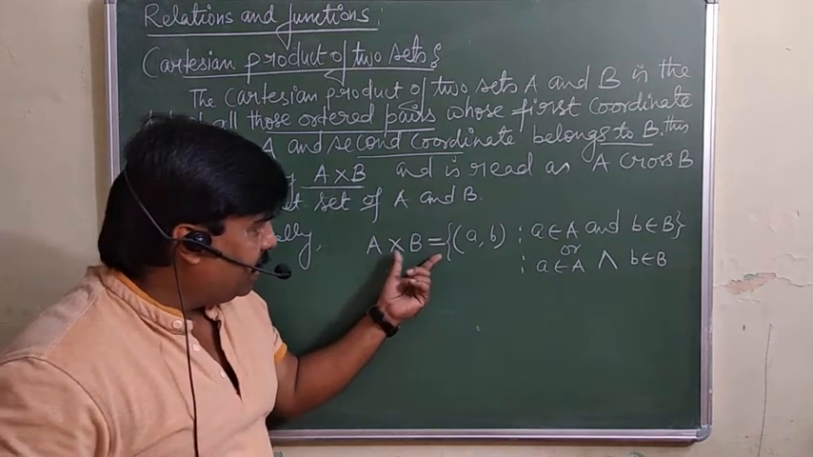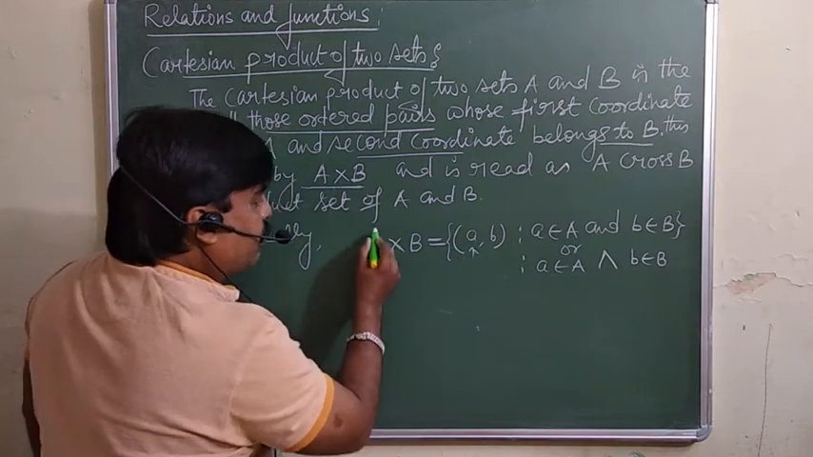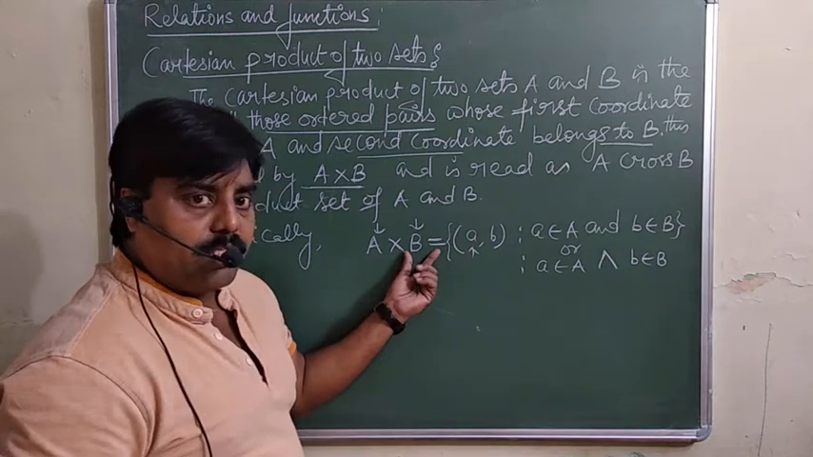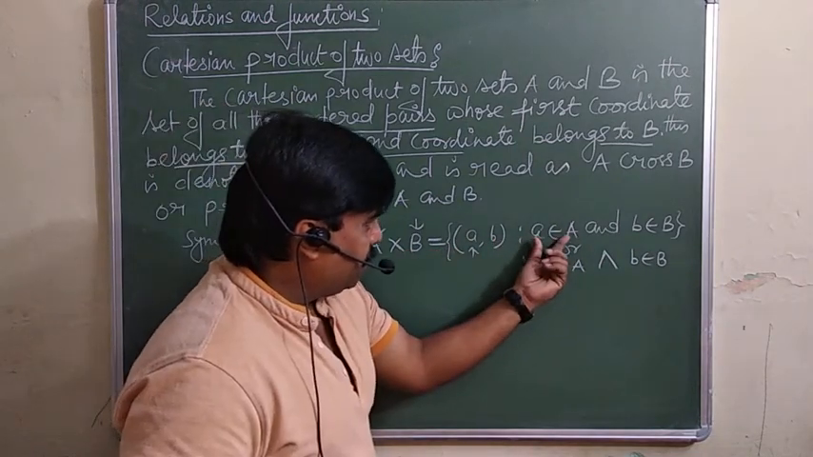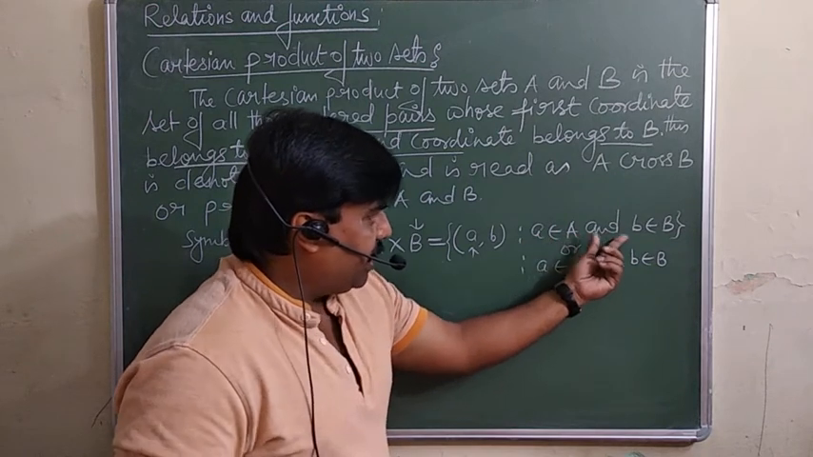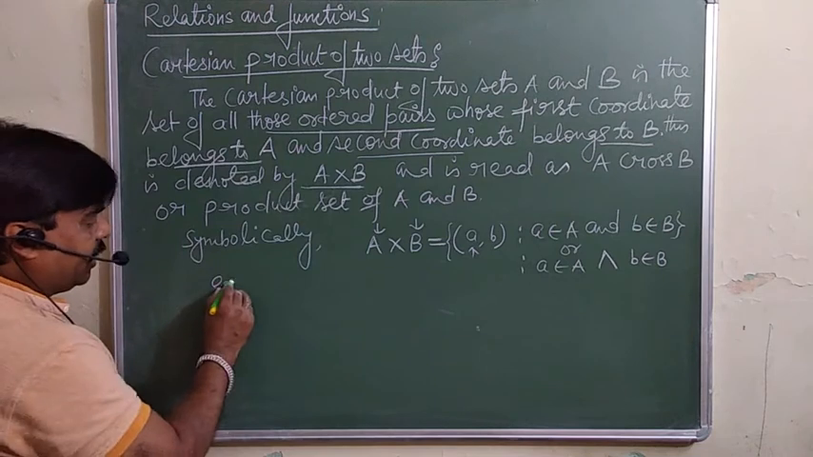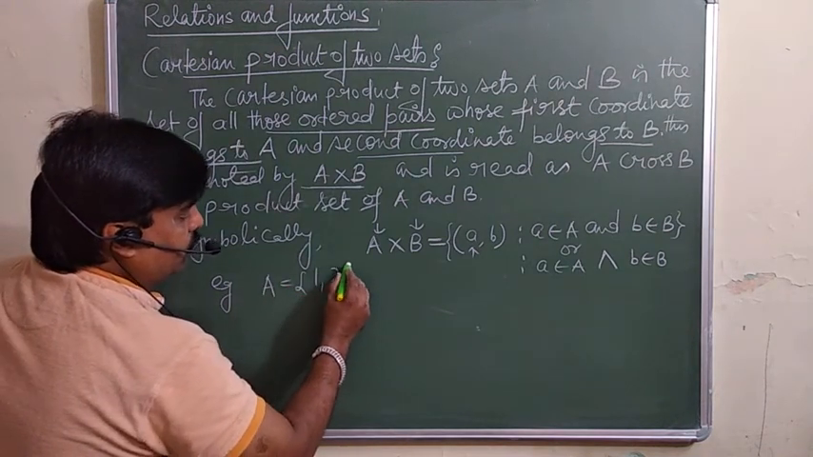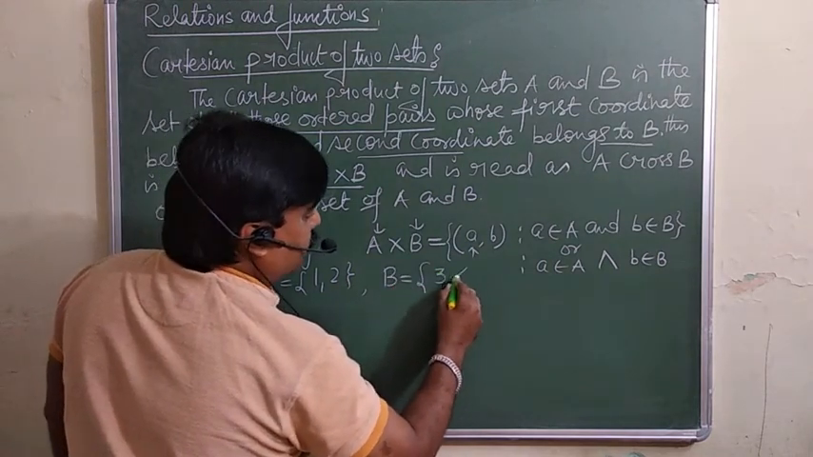Symbolically, A cross B is equal to the ordered pair (a, b), where the first component should be from A and the second component should be from B, that is, a belongs to capital A and b belongs to capital B. Just one example we are taking. Suppose there is a set A whose elements are 1, 2, and another set B whose elements are 3 and 4.